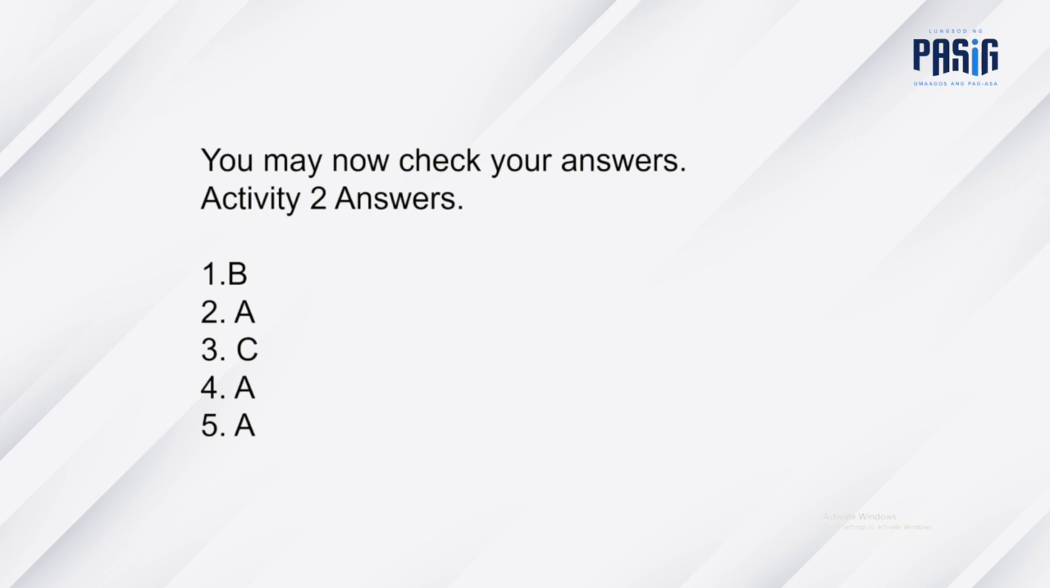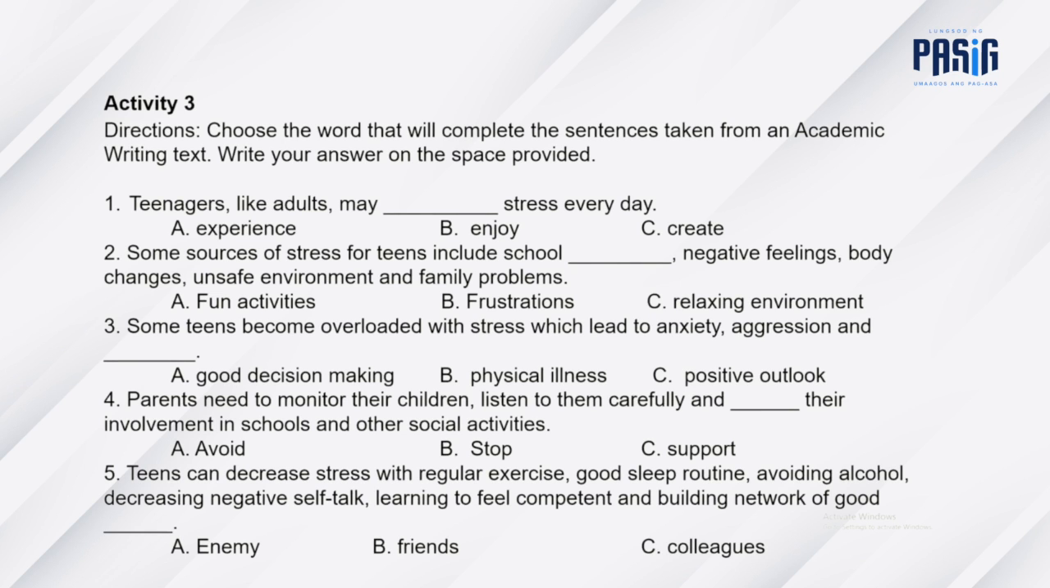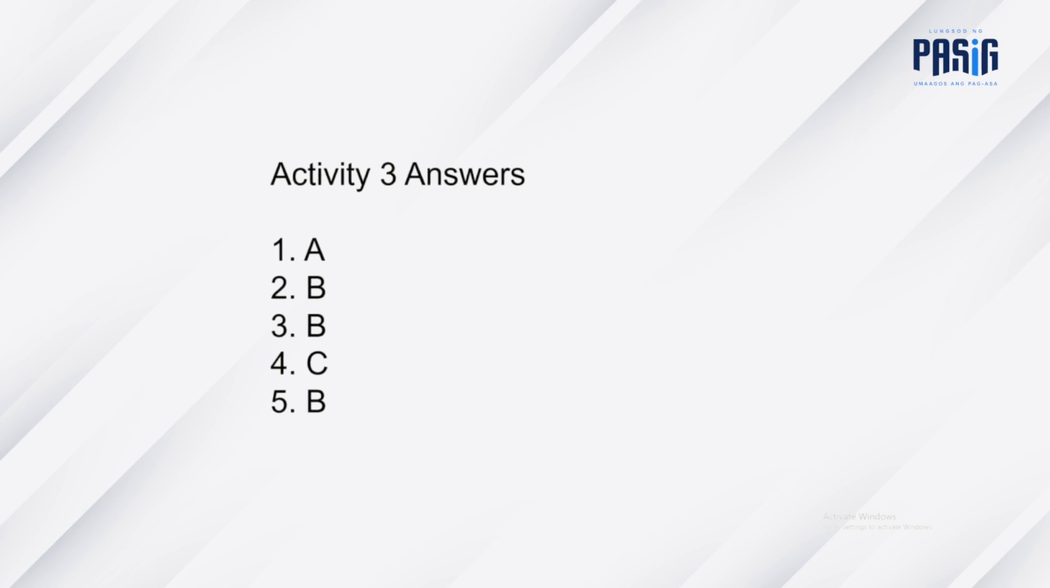Here is your last activity in this lesson. As what you did in the activities 1 and 2, you can pause this video again if there is a need of longer time in answering. Activity number 3. Directions. Choose the word that will complete the sentences taken from an academic writing text. Write your answer on the space provided. Your time is over. Start checking your answers now. 1A, 2B, 3B, 4C, and 5B.